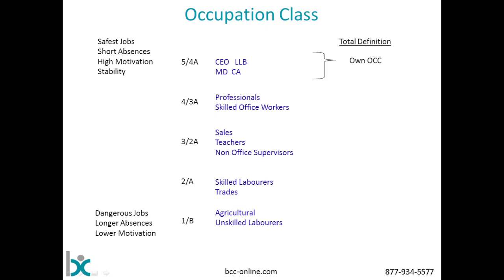It's really only people in the own occupation classes that are going to get that. Really only our 5s or our 4As, they're going to have access to that very generous own occupation definition of disability. Our 1s, these folks down here, they're going to have a more restrictive definition of disability. They're going to have access to the any occupation, or any OC, definition of disability.